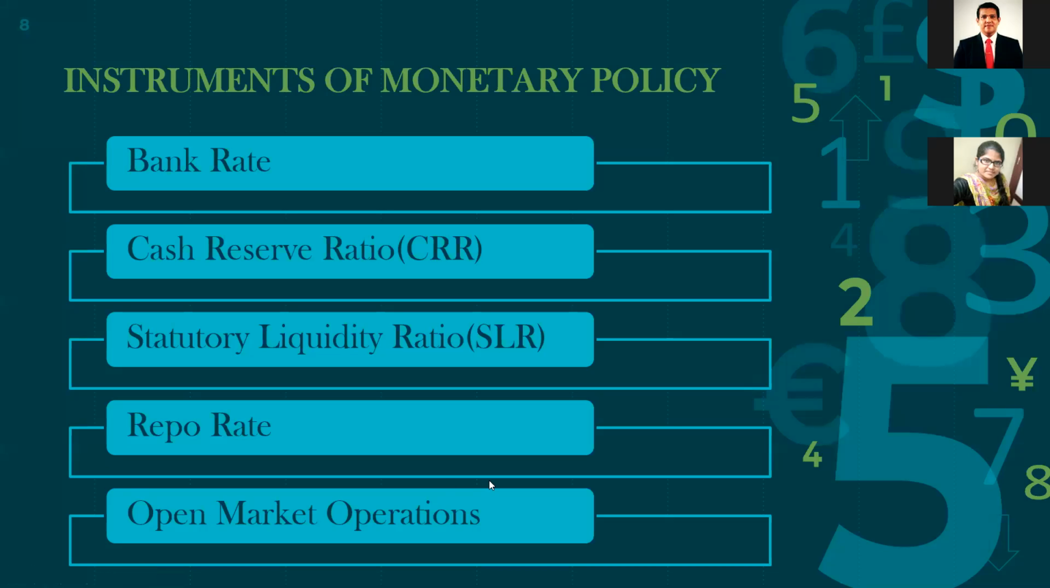Then open market operation. It means that the bank controls the flow of credit through the sale and purchase of securities in the open market. So these are some of the instruments of monetary policy: bank rate, CRR, SLR, repo rate, and open market operation. Moving on.